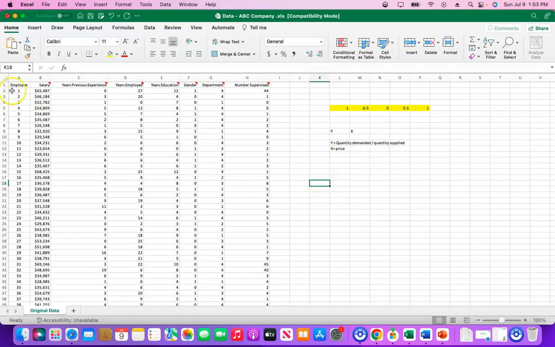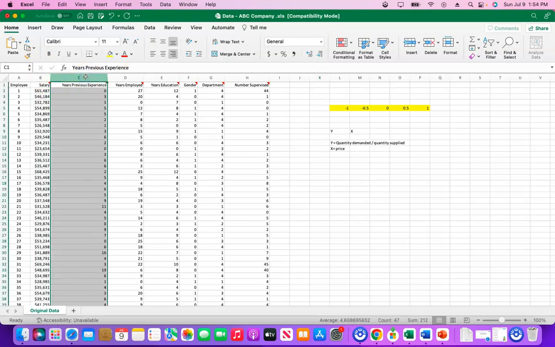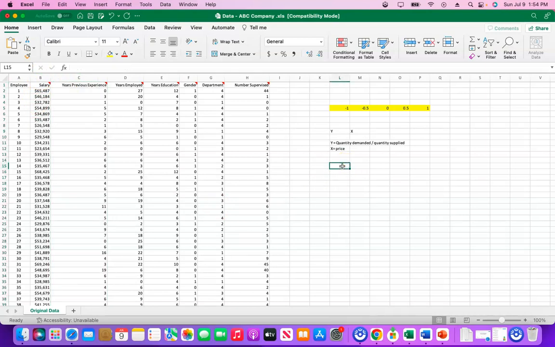So anyways, here we have this data, and let's try to find correlation between salary and years of previous experience. We can use an Excel function to find the correlation between those two variables. And the Excel function that we can use is this one.